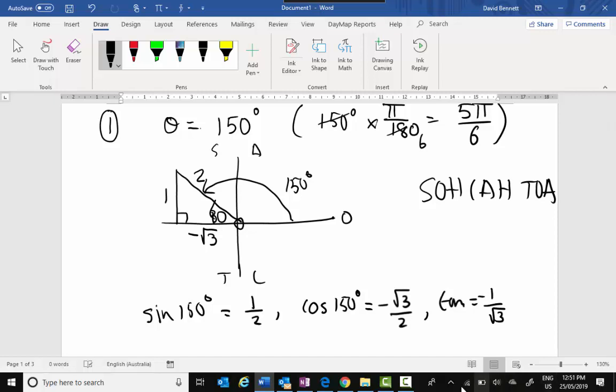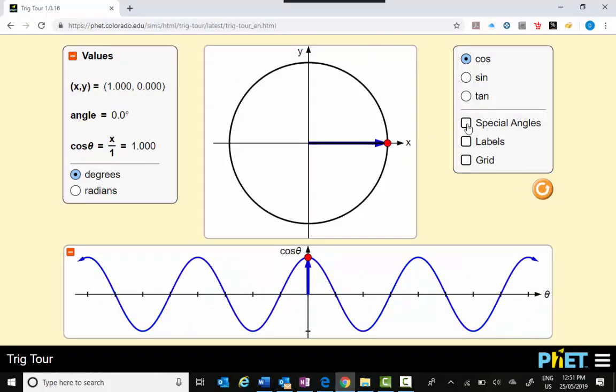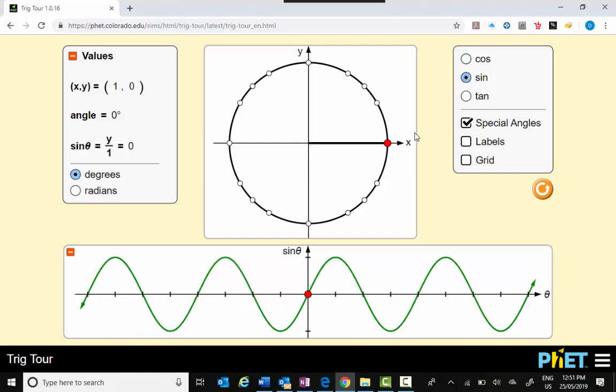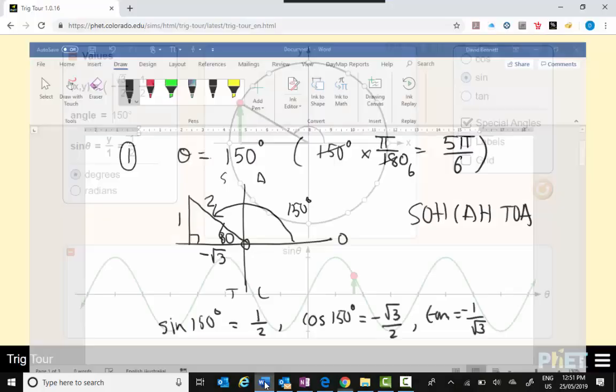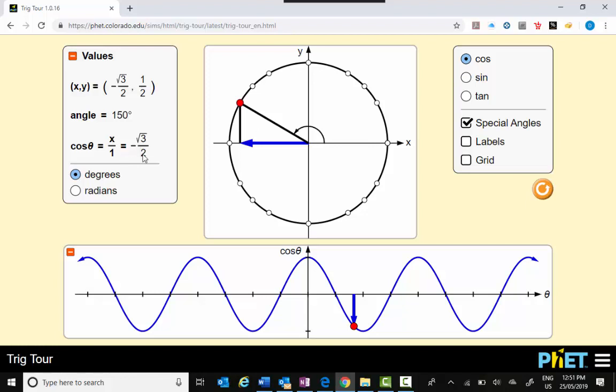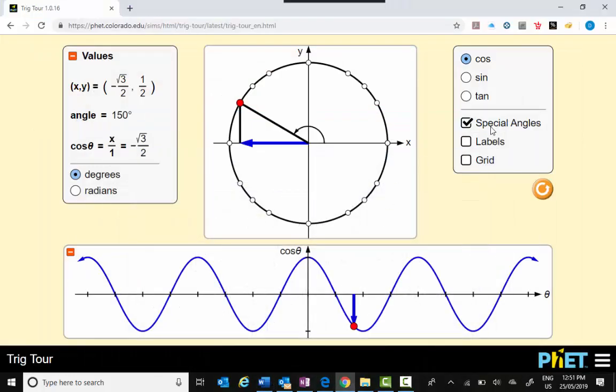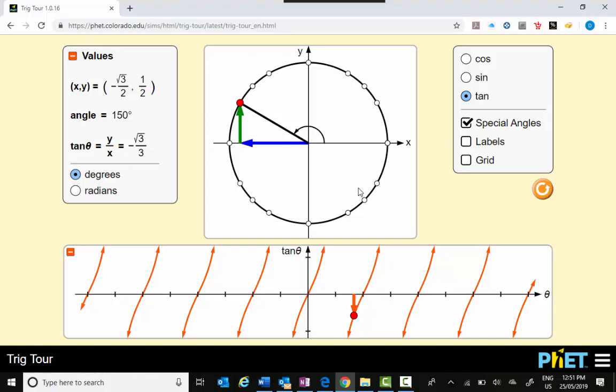So if I now go back to my simulator and just check that out, so just reset that. Special angles: if I say to you sine of 150 degrees, it's come around to 150 degrees, which is there. It's saying that's equal to a half. Is that true? Yes, that's true. If I now do cosine of 150 degrees, it's saying it's negative root 3 on 2. Is that what we got in our graph over? Yes, that's what we got in our graph. And now if I do tan of 150 degrees, I get negative root 3 on 3.